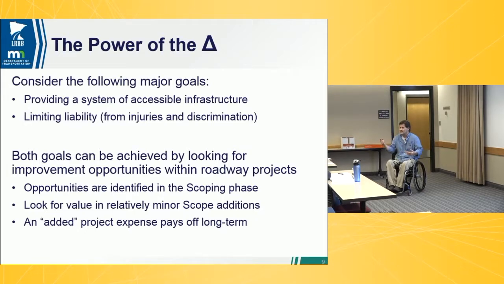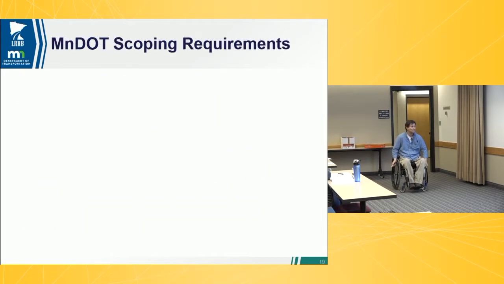So there's two legal reasons, besides all the other things we've talked about, why you'd want to be doing this. And both goals can be achieved by looking for improvement opportunities within the roadway projects. So we're identifying those in the scoping phase, looking for the right value in those, and making sure we think it's going to pay off in the long term.